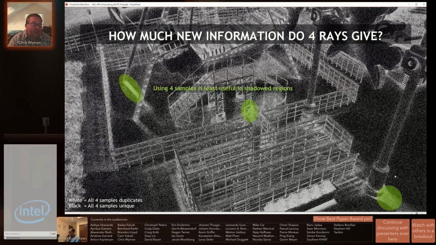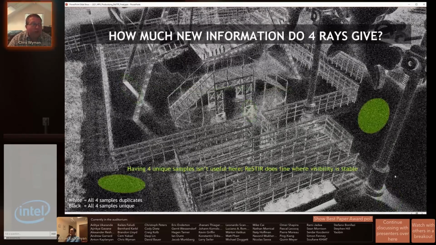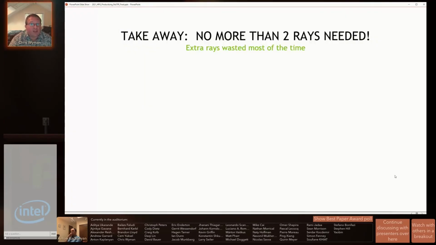And these were the regions that I said 2 slides ago we wanted increased shadow ray count in, to reduce variance in the visibility. And that's not happening here. By shooting 4 rays, we're not actually reducing much variance there. And worse, in the regions where we do have 4 unique rays, in these black regions, ReSTIR was already doing pretty well. We don't need these extra shadow rays. So the takeaway here is that no more than 2 rays are actually needed. The extra shadow rays were wasted most of the time, either because they weren't reducing variance or we didn't need them in the first place.